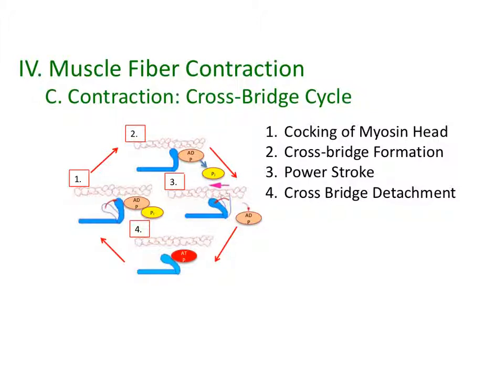The last step of the cross-bridge cycle is cross-bridge detachment. And this is where we are now sitting here, sort of in this in-between stage. And detachment occurs as a new ATP binds myosin, breaking the actin-myosin bond.